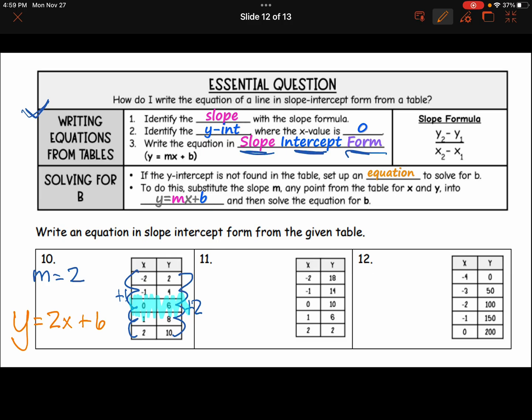Pause the video and you try 11 and 12, and restart it when you're done.